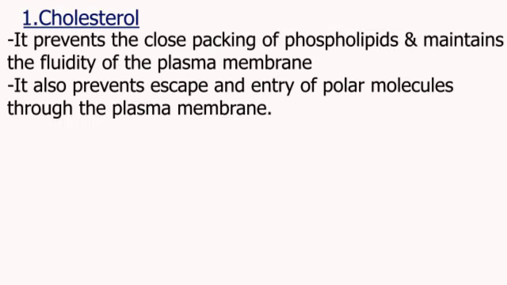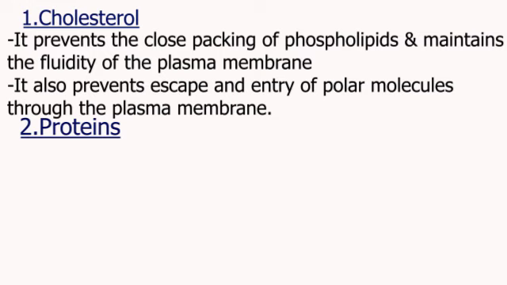Now here we shall get to know the different functions of these components of the plasma membrane. I shall start with cholesterol. This prevents the close packing of phospholipids and maintains the fluidity of the phospholipid bilayer. Now, during high temperatures, the fatty acids, more so the unsaturated fatty acids in the phospholipid, melt, and the phospholipids become loosely attached, making the phospholipid bilayer more fluid. And the cholesterol here keeps those individual phospholipids together. Now, when temperatures decrease, the phospholipids become closer, and the cholesterol here keeps them apart, so it increases the flexibility and stability of the membrane. It also prevents escape and entry of polar molecules through the membrane.